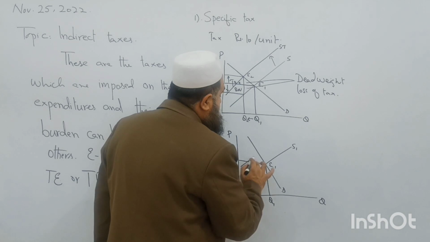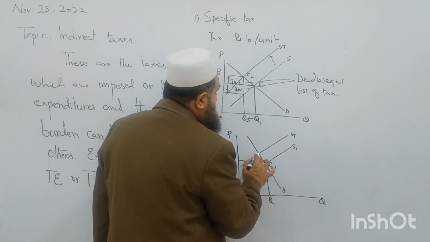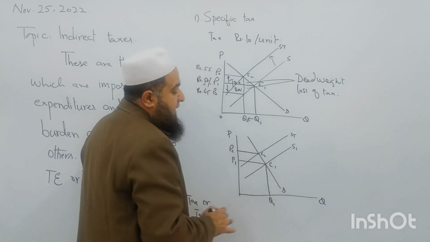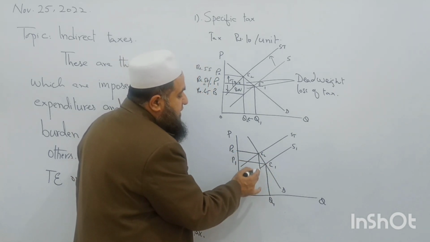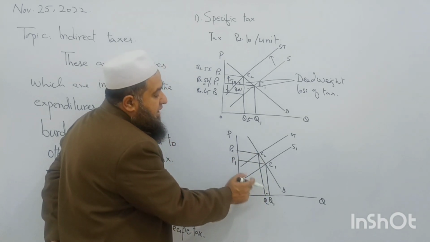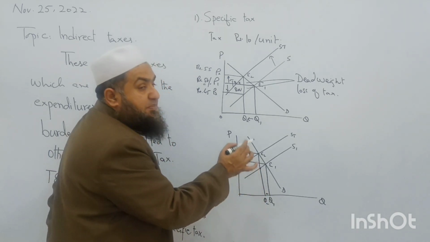Now the tax is imposed. You can see the consumer is paying the upper price. And which price will be received by the seller? Where this perpendicular is intersecting the previous supply curve.